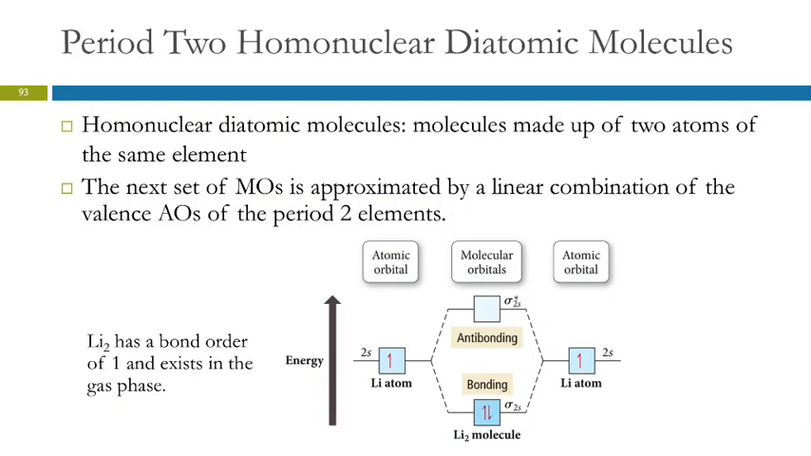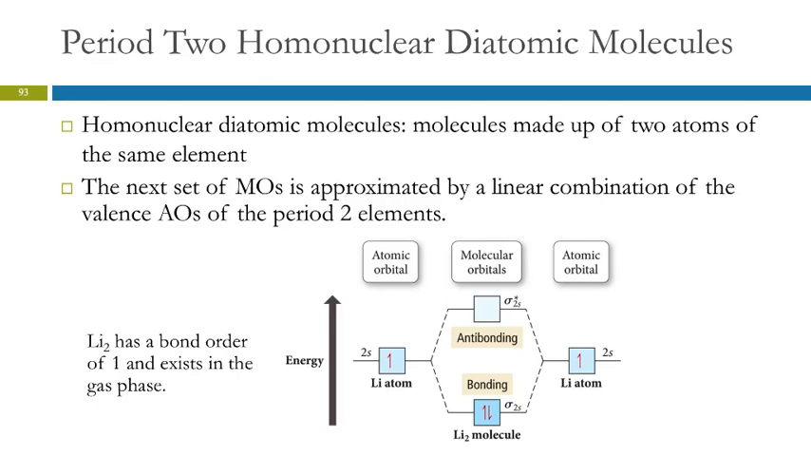Okay, we just looked at period 1, hydrogen and helium. Let's look at period 2 in the periodic table. We're looking at homonuclear diatomic molecules. Homonuclear means the nuclei are the same. So it's two atoms of the same element, and diatomic, it's only 2. So again, we're only looking at valence electrons and valence orbitals.